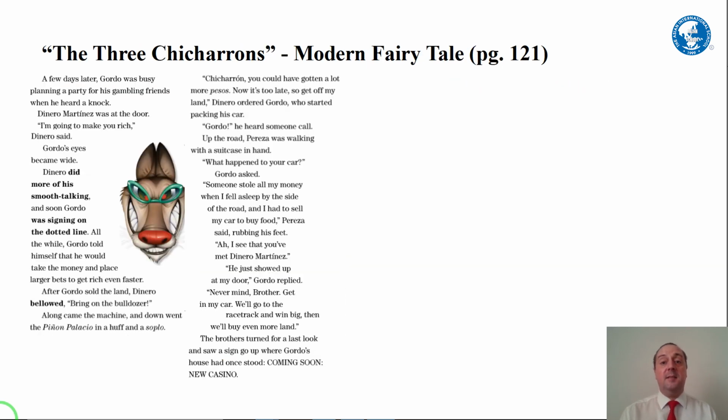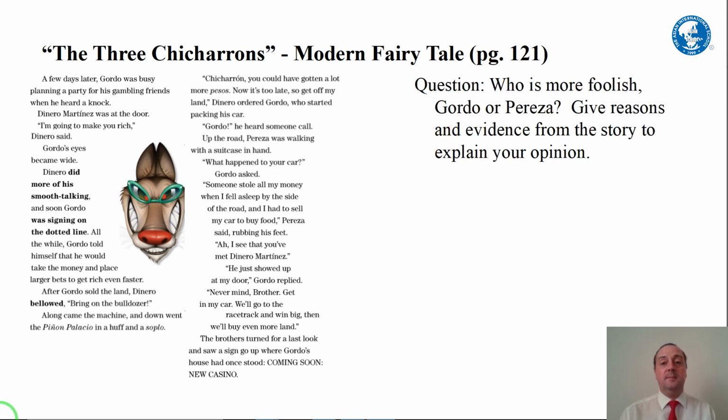Okay, here we go. Next, page 121. So when we read about Gordo and Pereza, who is more foolish? Give reasons and evidence from the story to explain your opinion. Read this section of page 121 and answer the question now.